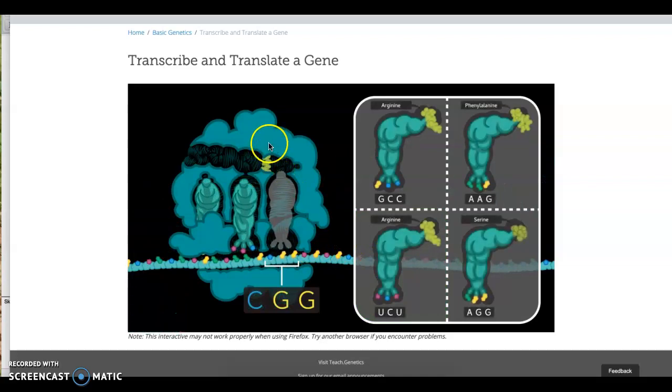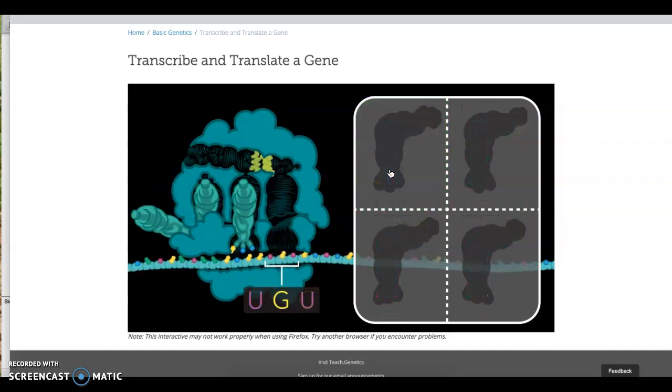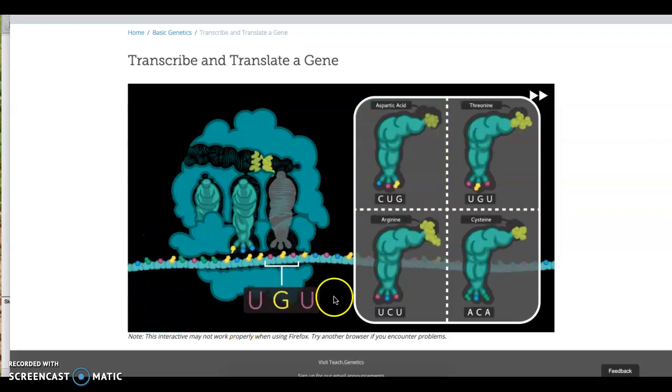Then you can see here we have an amino acid that is going to be put together to make that protein. These little green things are different amino acids which are going to eventually go together to make a protein. If we're looking at CGG, we're going to look for GCC. That is our gene up here. So that's going to come in. Then we have UGU, so we're going to look for ACA.